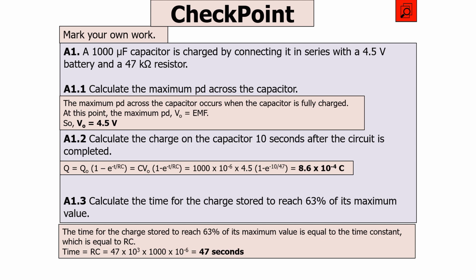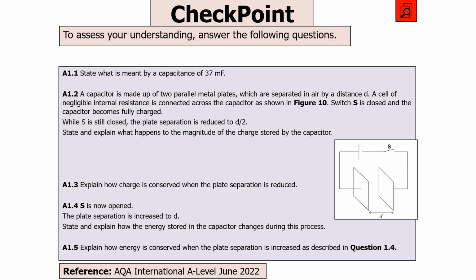The next question says, state what is meant by a capacitance of 37 millifarads. Then a capacitor is made up of 2 parallel plates which are separated in air by a distance d. A cell of negligible internal resistance is connected across the capacitor as shown. Switch S is closed and the capacitor becomes fully charged. While S is still closed, the plate separation is reduced to d over 2. State and explain what happens to the magnitude of the charge stored by the capacitor. Then explain how the charge is conserved when the plate separation is reduced.